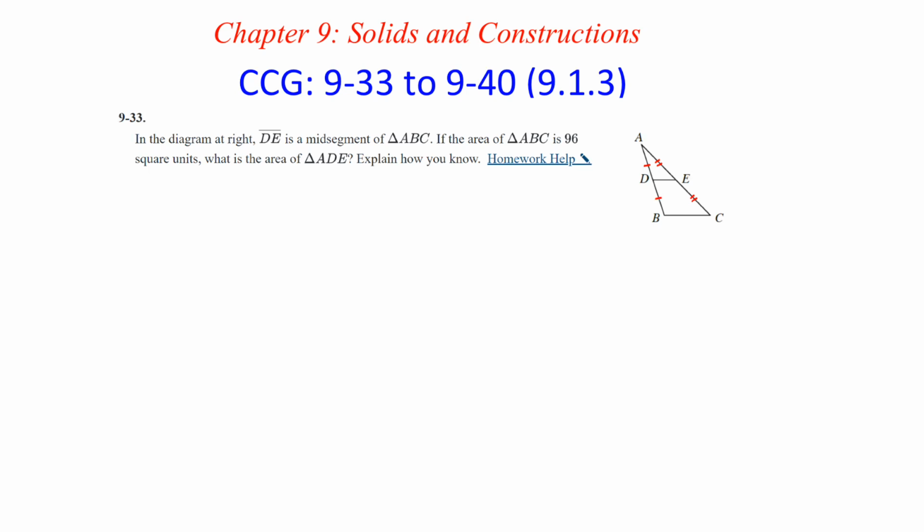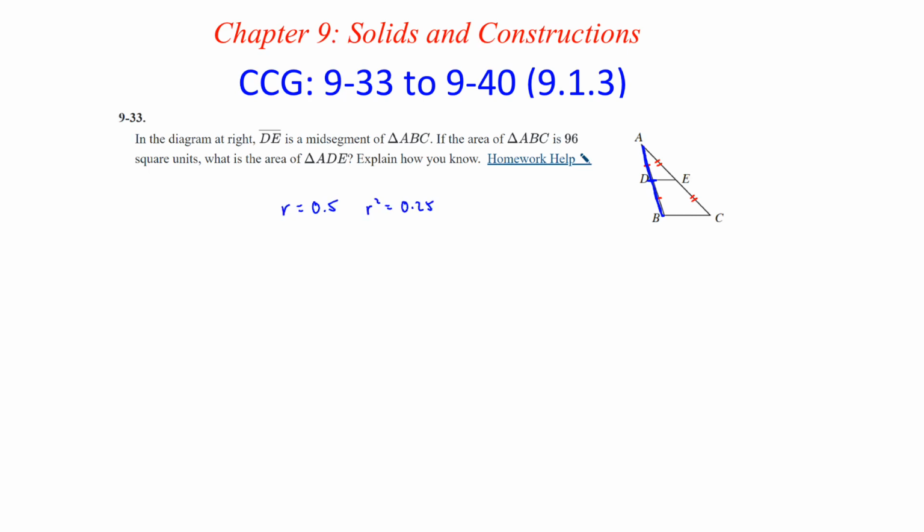Since we know that it is a mid-segment, this full length of AB, D cuts that in half. So that triangle is going to be half of what the other triangle is. So the linear scale factor would be 0.5. And since we're looking at area, if we square 0.5, that's 0.25.